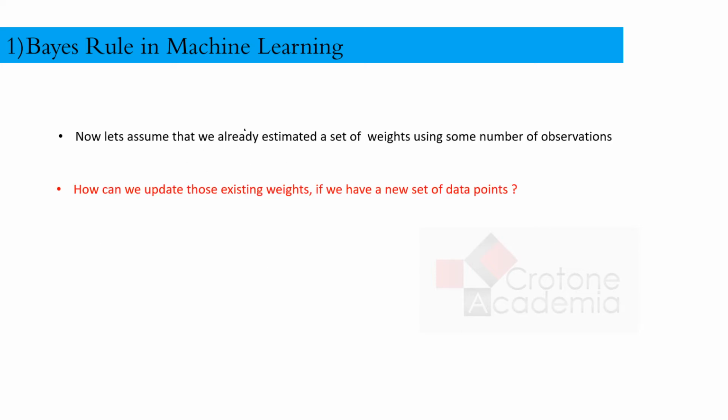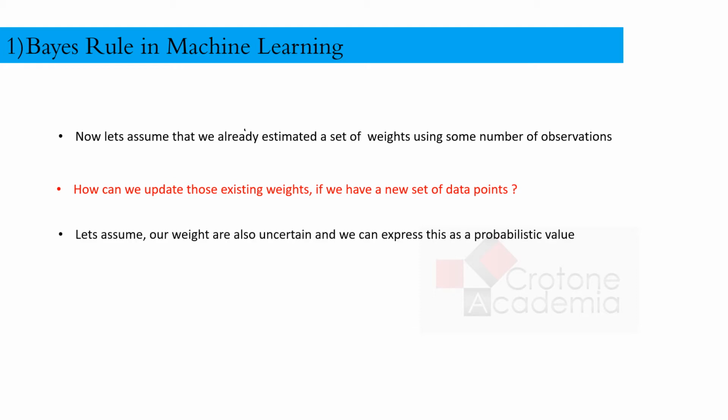Now let's try to understand where Bayes rule fits in machine learning. Let's assume we already estimated the set of weights using a set of observations we had. And let's say we get a new set of observations and we want to update the existing weights using the information we gain from those new observations. How can we do that?